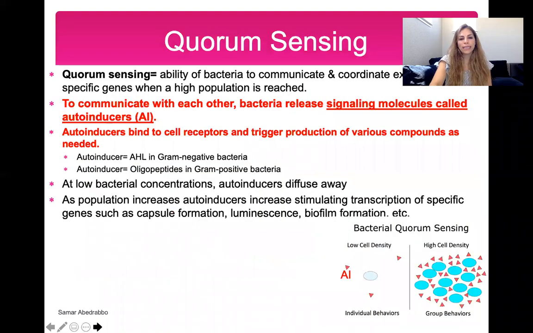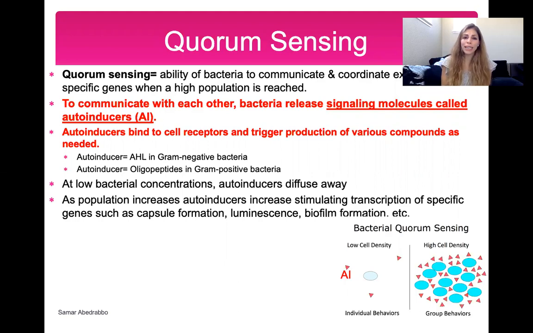To give you guys some background, the definition of quorum sensing is the ability of bacteria to communicate with each other, and by communicating with each other, coordinate an expression to affect specific genes, basically turn them on when a high population is reached. So when we have a high density of bacteria, quorum sensing can happen, which is when bacteria will communicate with each other, and by communicating with each other, they will coordinate expression of genes, meaning they will turn on some genes.